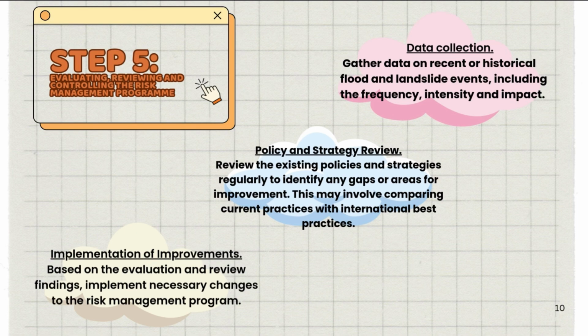Next, policy and strategy review. Review the existing policies and strategies regularly to identify any gaps or areas for improvement. This may involve comparing current practice with international best practice. The last one is implementation of improvements, which is based on the evaluation and review findings, implement necessary changes to the risk management program. That's all from us.